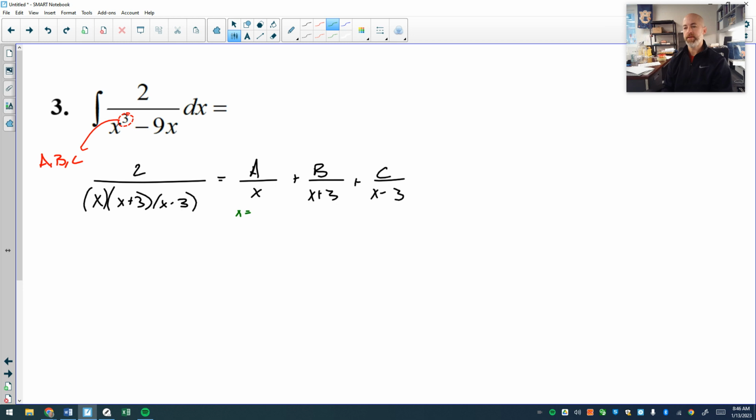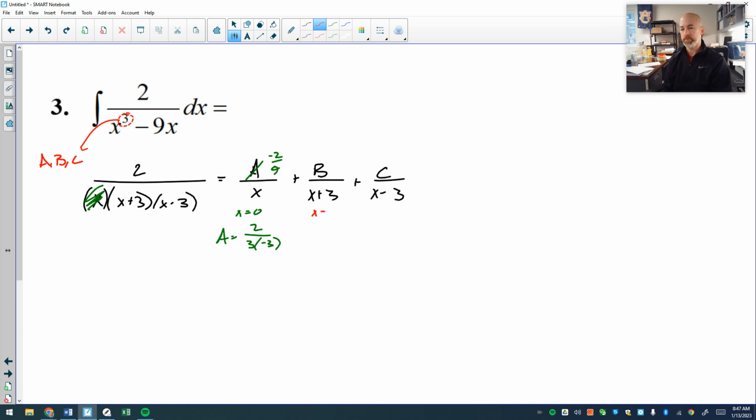So under a is x, so we'll make that 0. I cover up the x and I plug 0 into all my remaining terms. So a is going to be 2 over 0 plus 3 and 0 minus 3. That's kind of ugly, but a is indeed negative 2/9.